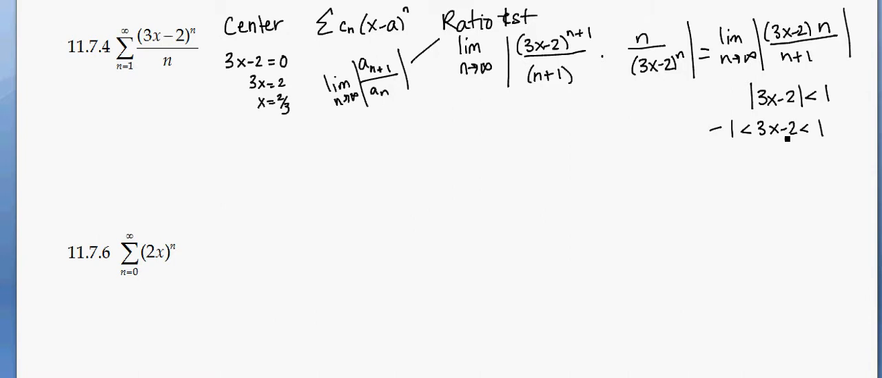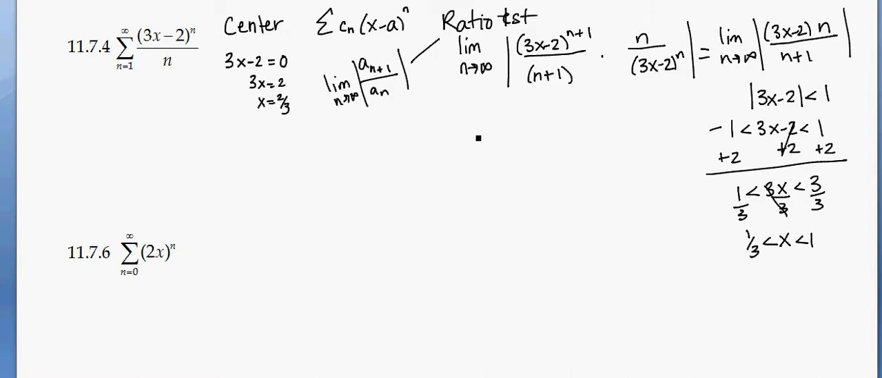So how do we solve for x here? We want to get x by itself. Think about algebra. We want to add that 2, but we're going to add 2 to all three sides. So we get -1 plus 2 is 1, less than 3x, which is less than 3, and then divide by 3. Because again, this is trying to get x by itself. So x is between 1/3 and 1. And notice that the center is 2/3. It really is halfway between.